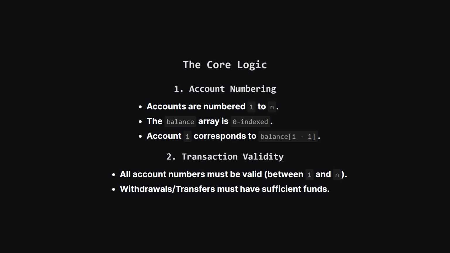First, let's talk about account numbers. The problem states that accounts are numbered naturally, starting from 1, but the list of balances we get is a standard zero-indexed array. This creates a small but critical offset we need to manage. Account number 1 is at index 0, account 2 is at index 1, and so on. We always have to subtract 1 from the account number to find the right balance.